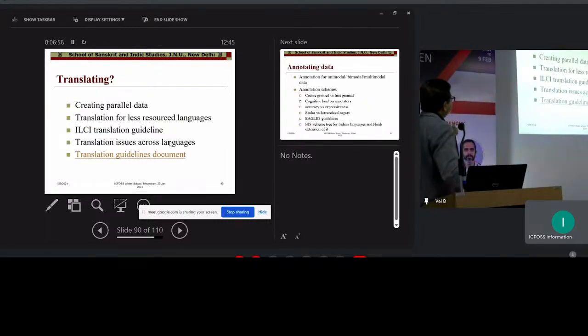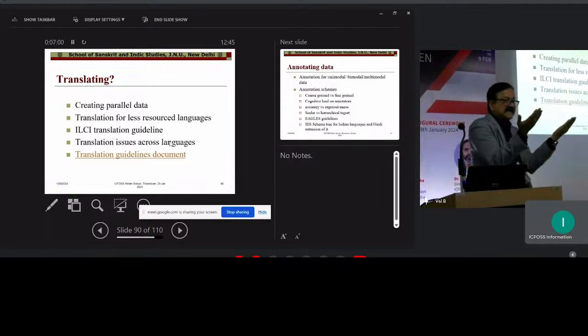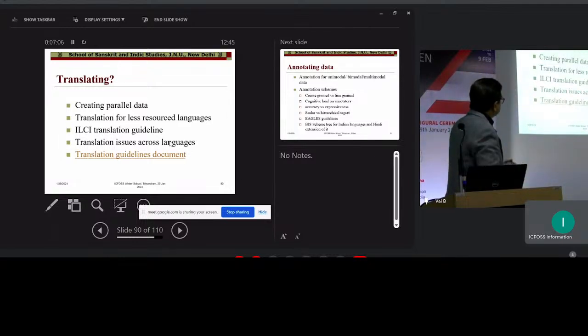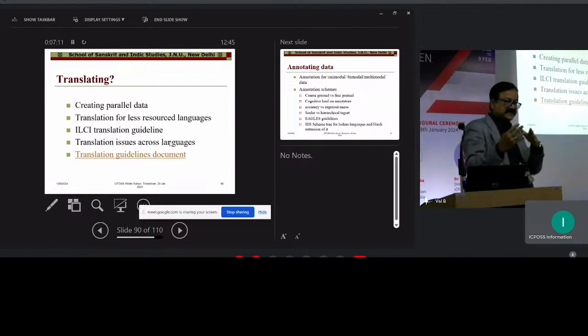So then we translate data. We create data by translation. All languages do not have data, so we create data from one language to another. There must be guidelines on how to translate a document from one language to another. You just can't let people translate the way they want to. There will be a chaotic situation. They will create nice guidelines.